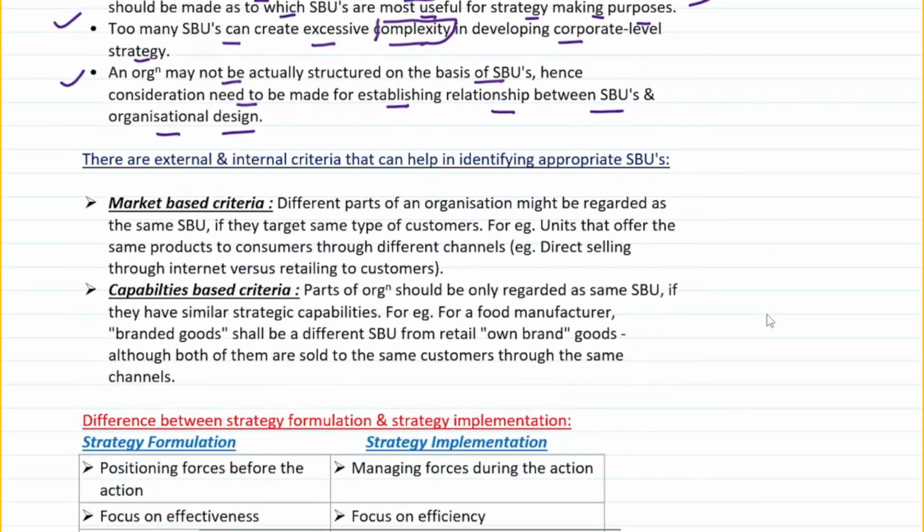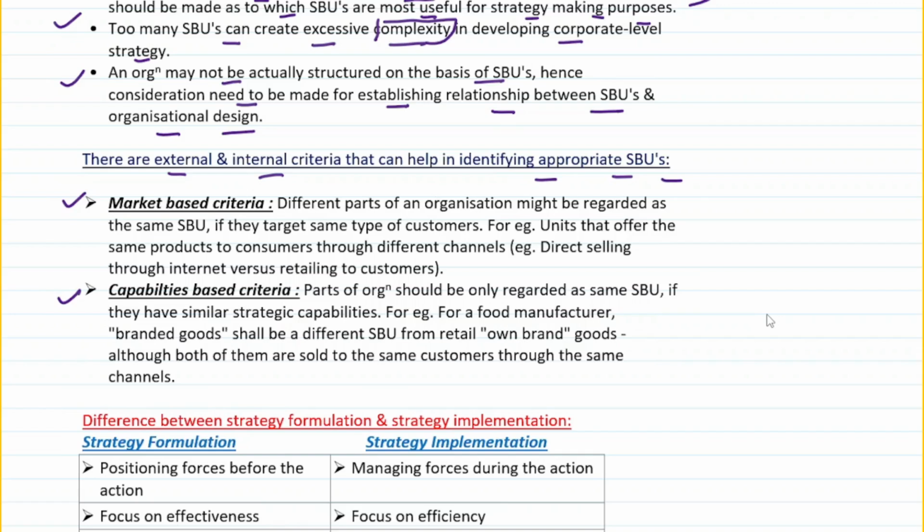Now moving on, there are external and internal criteria that can help in identifying appropriate SBUs. So what are the external and internal criteria? One is market based criteria, second is capabilities based criteria. Fine. So you need to know that there are two criteria, external and internal, for identifying appropriate SBUs. One is market based, second one is capabilities based.